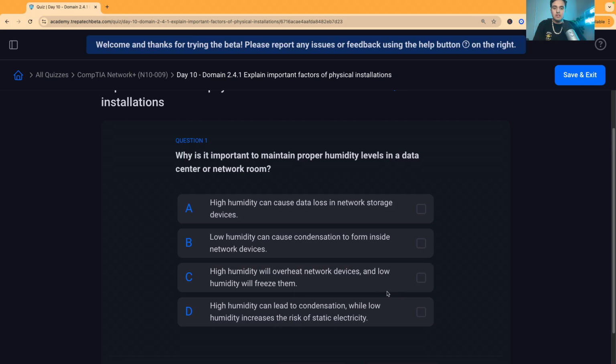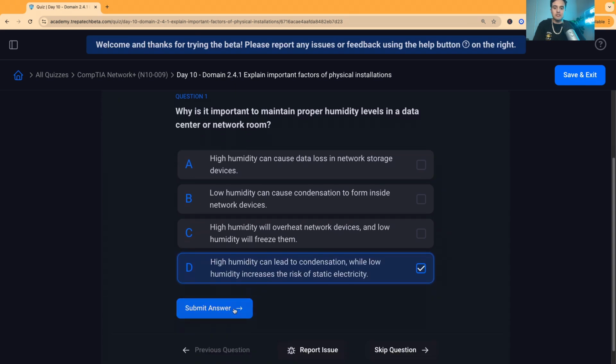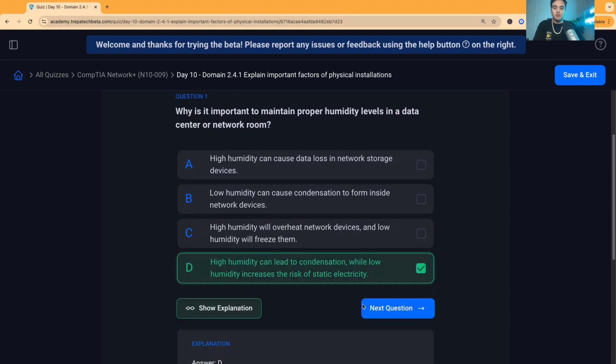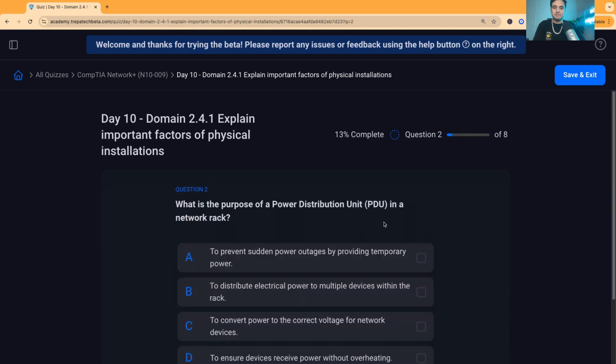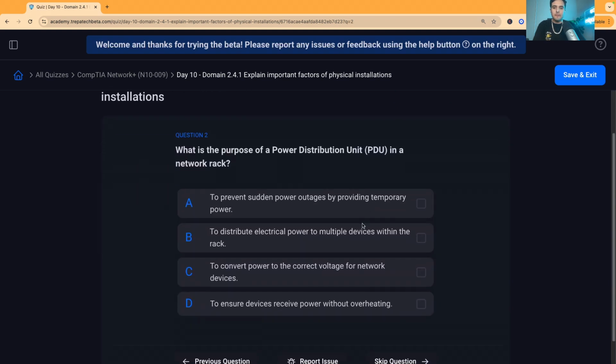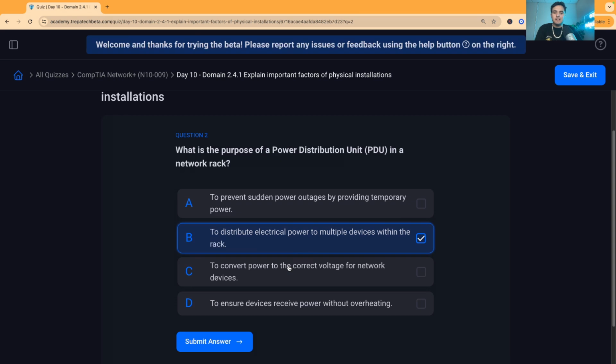Not to overheat. Low humidity won't freeze them. We're going to go with D here. High humidity can lead to condensation, while low humidity increases the risk of static electricity. Question 2. What is the purpose of a power distribution unit in a network rack? This is going to be B, to distribute electrical power to multiple devices within the rack.